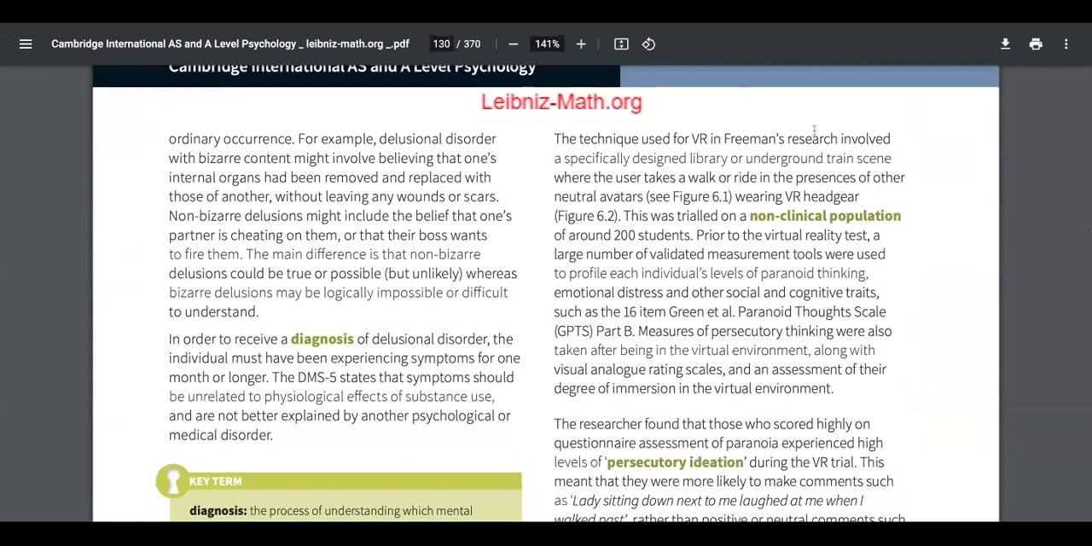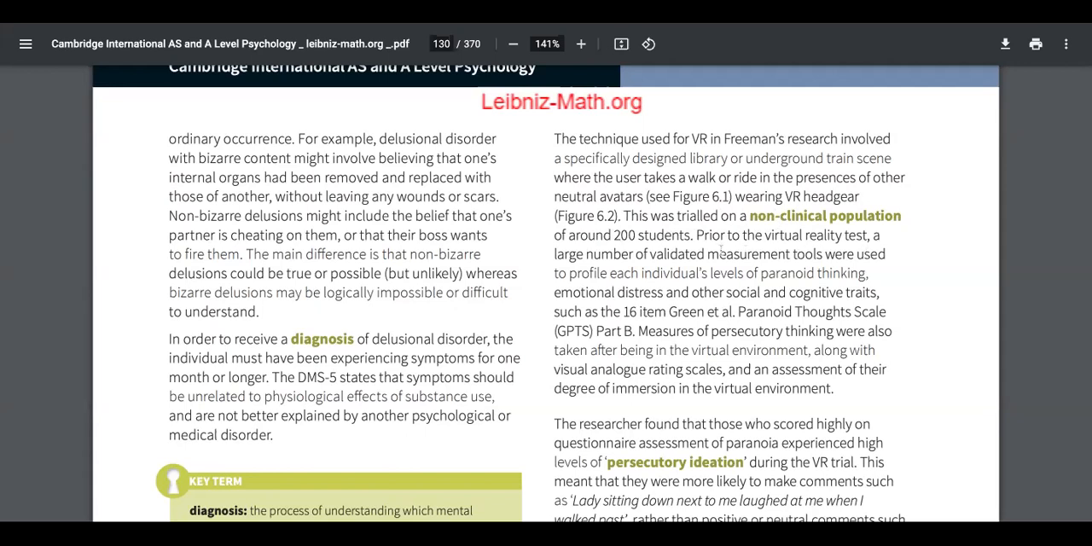The technique used for VR in Freeman's research involved a specifically designed library or underground train scene where the user takes a walk or ride in the presence of other neutral avatars wearing VR headgear. This was trialed on a non-clinical population of around 200 students.